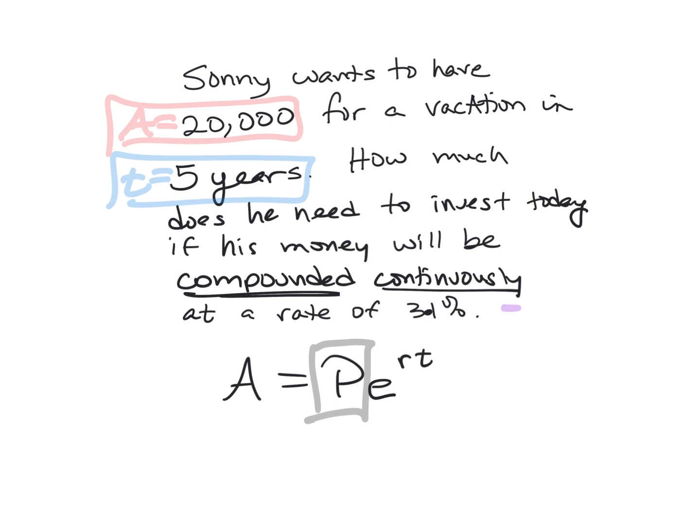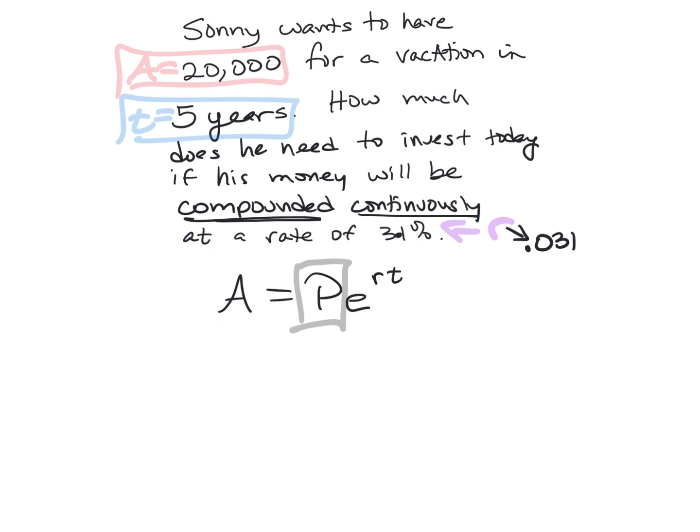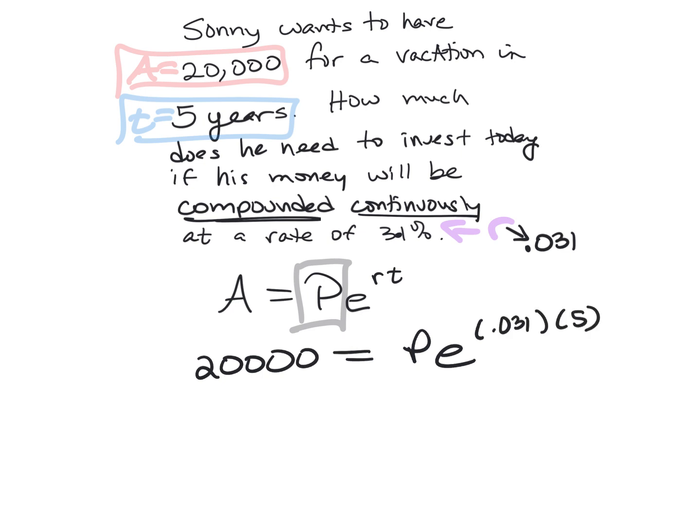The 3.1%, but I have to make it a decimal. So I'm going to make it 0.031. Now let me go ahead and fill in. So I know that we need $20,000. We don't know the P. E is the button on our calculator, and it's going to be raised to the R times T. So 0.031 times the 5 years when he wants to take his vacation.